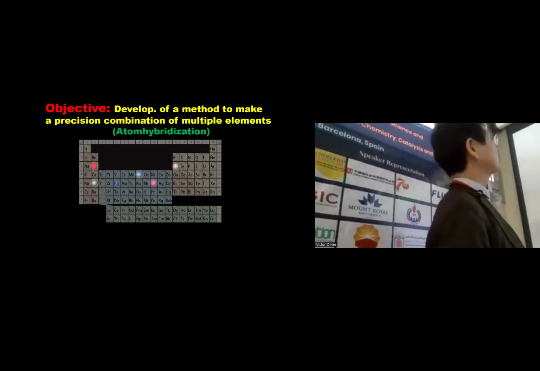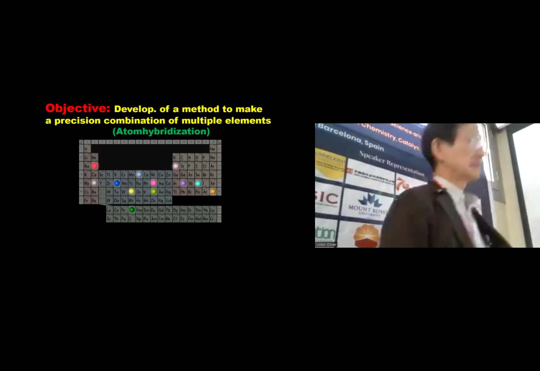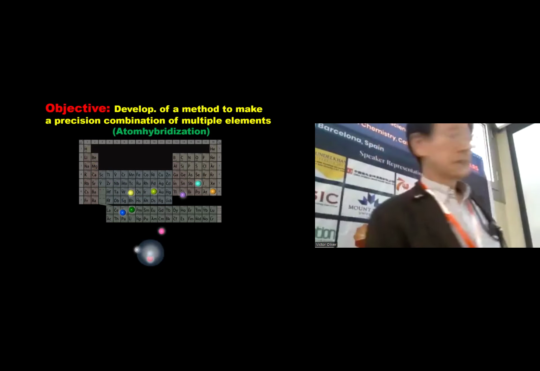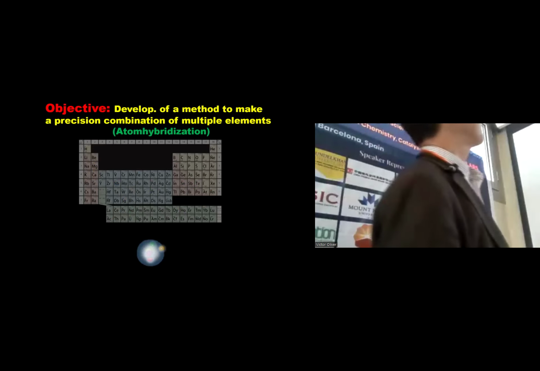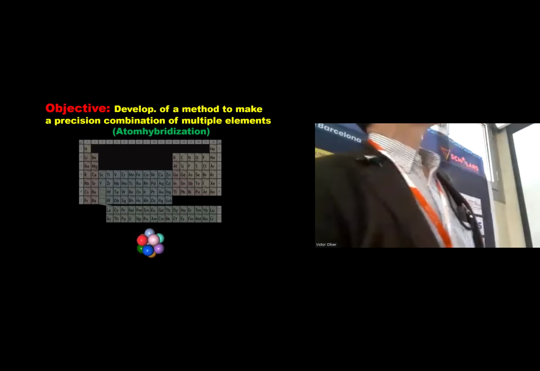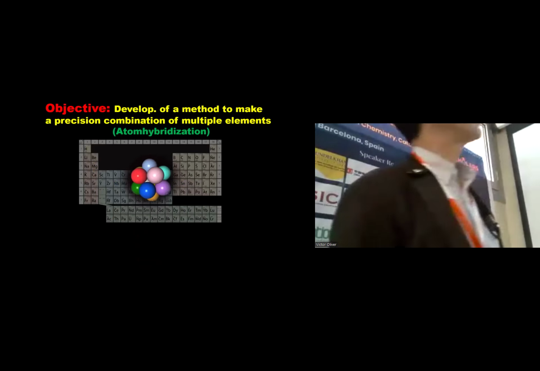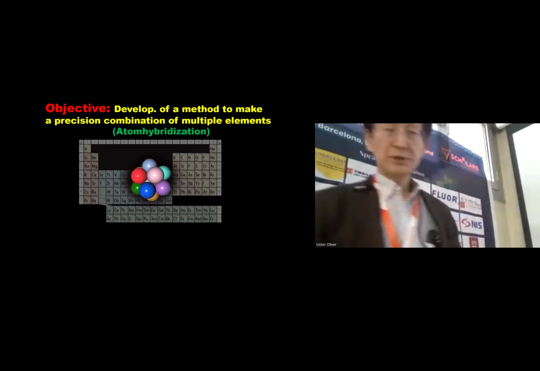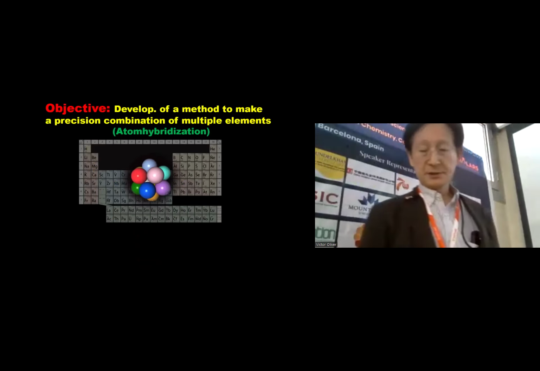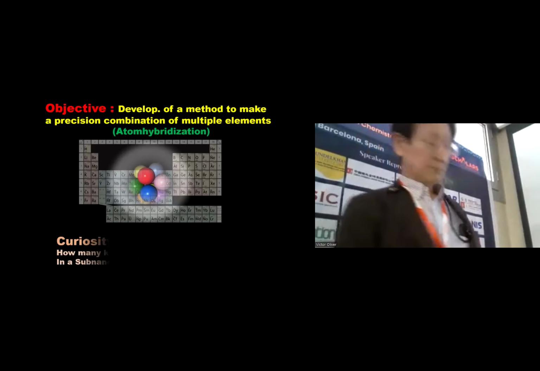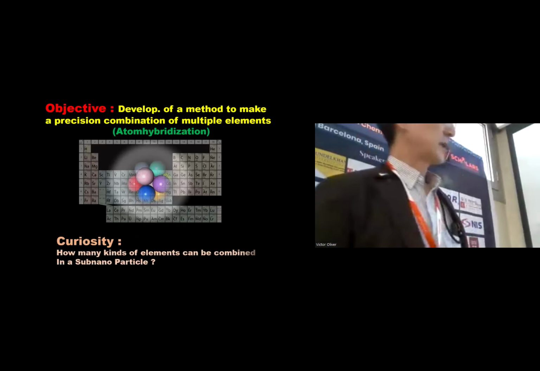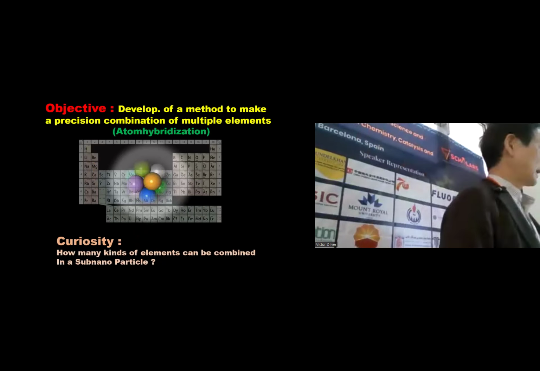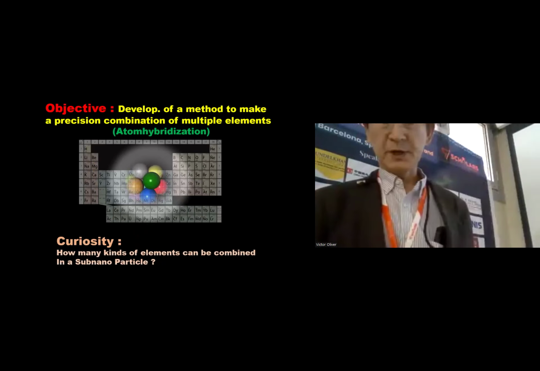So the objective of our study is synthesis of multi-metal particles, to make a precision combination of multi-elements. So we call this atom hybridization. So my curiosity is how many kinds of elements can be combined in sub-nano-size metal particles.